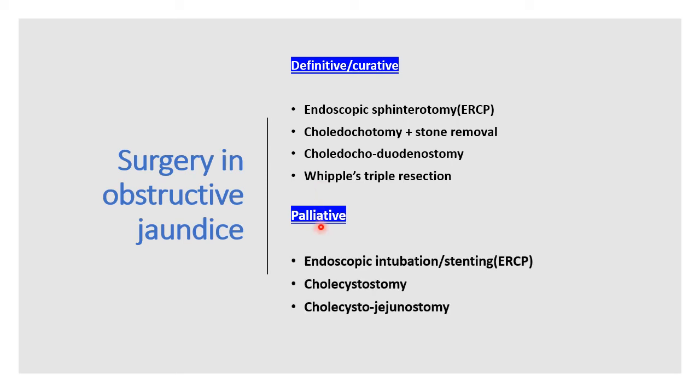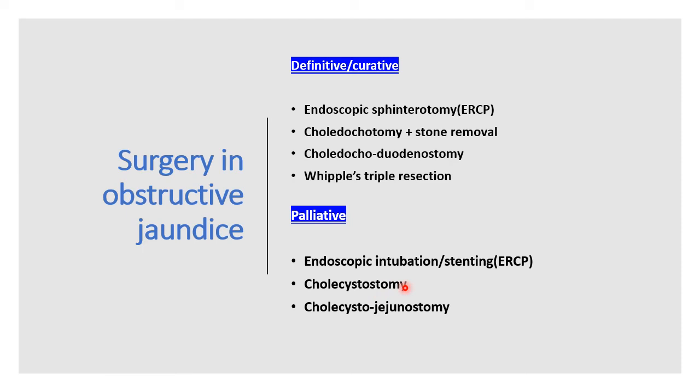Under palliative surgery, again, the first choice is still endoscopic procedures through ERCP, intubation of the blocked tube, the CBD, and stenting of the CBD. In patients not suitable for such stenting or endoscopic procedures, a cholecystostomy can be done.